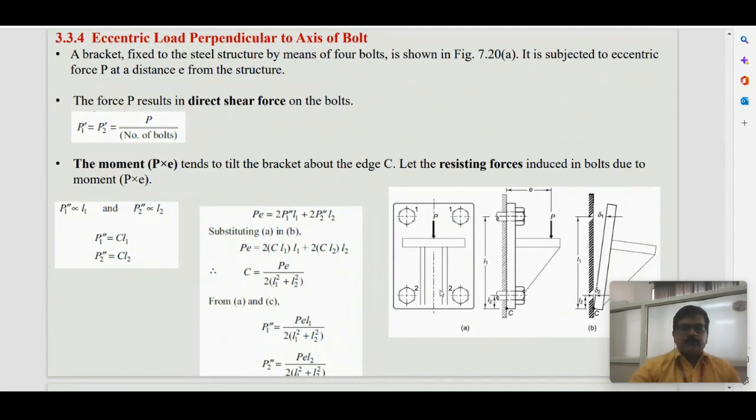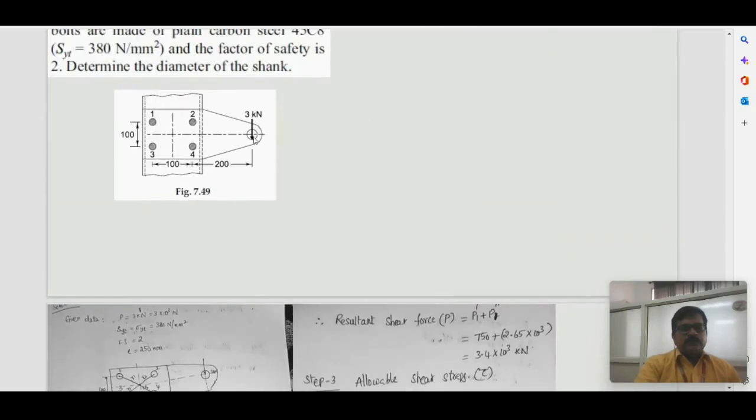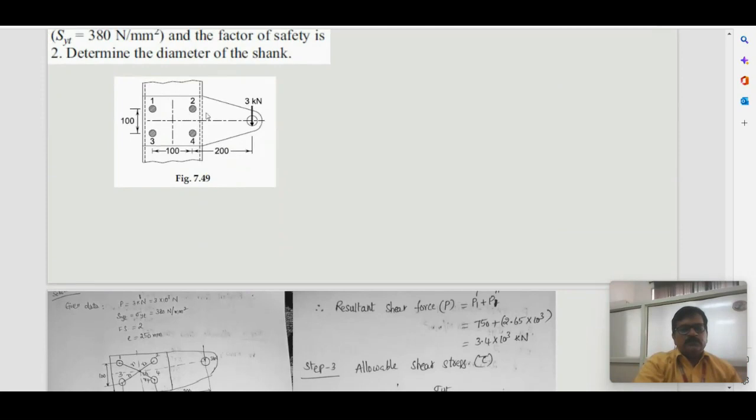So here in the next variety we move to the eccentric load perpendicular to the axis of the bolt. So in the earlier diagrams you can see the bolt is like this and the direction of the force is like this. That means it is transverse in direction. So this results in primary shear in the downward direction and secondary shear is also in the downward or upward direction, that is in the same plane.